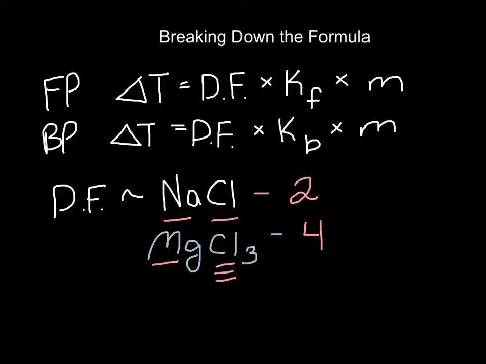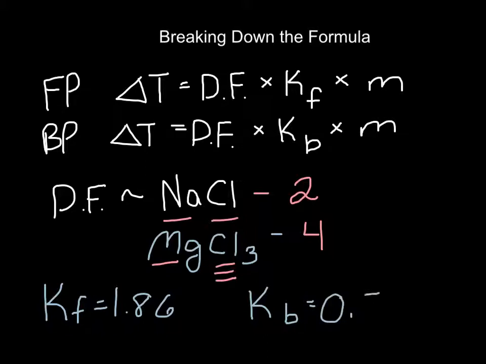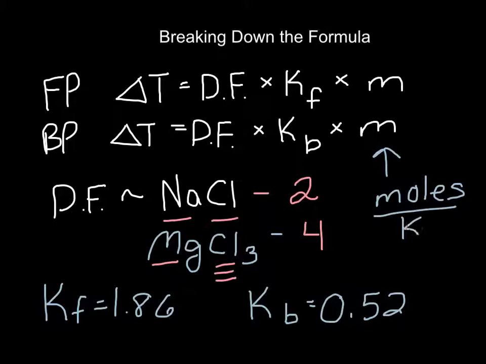Kf and Kb are constants. The constant for Kf is 1.86. The constant for Kb is 0.52. And little m stands for molality, which is still moles of your solute over kilograms of your solvent.